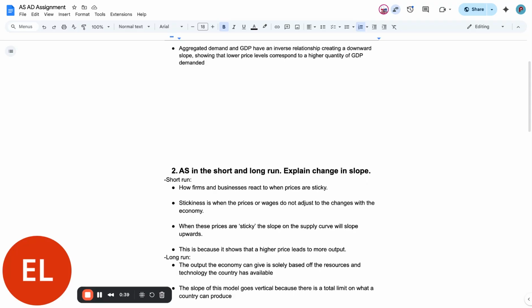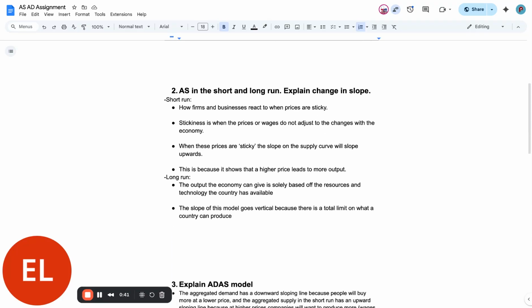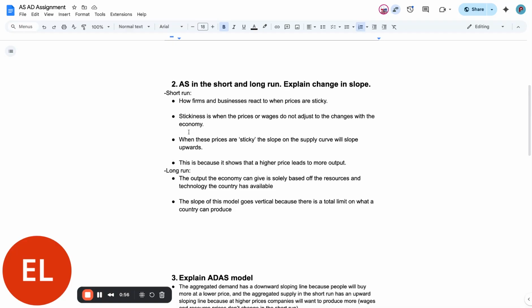All right, the next part here is aggregate supply in the short and long run. The short run is how firms and businesses react when prices are sticky. To define stickiness, it's when prices or wages do not adjust to changes in the economy. So when these prices are sticky, the slope of the supply curve goes upwards. This is because it shows that a higher price leads to more output.